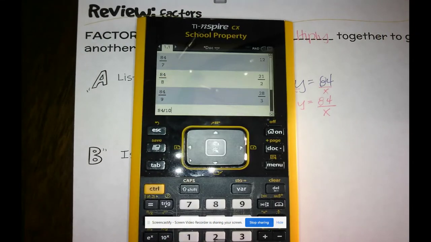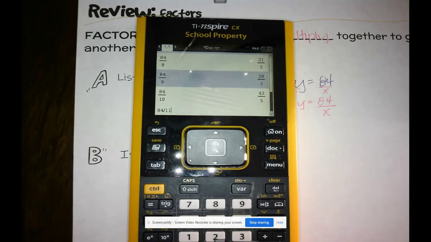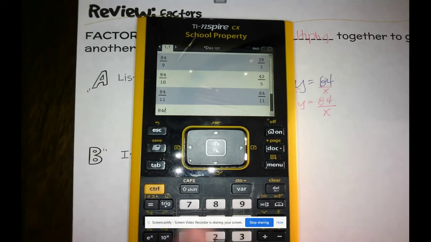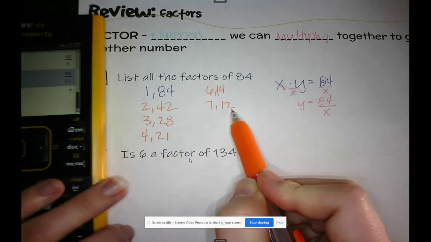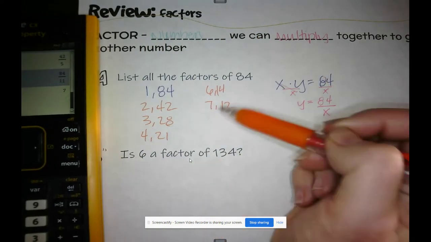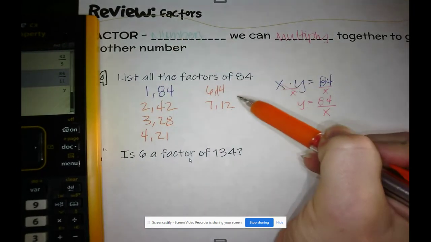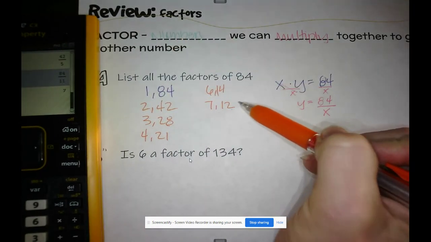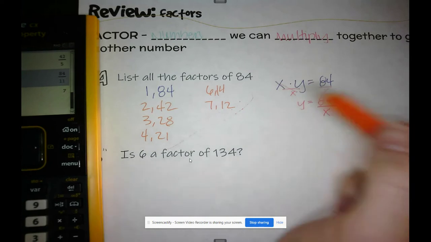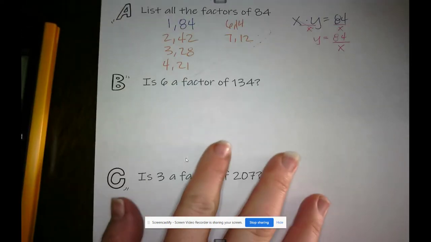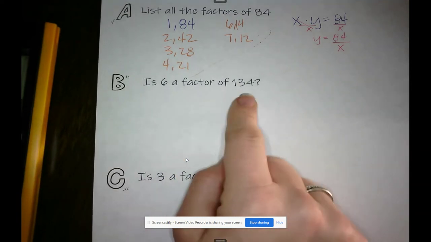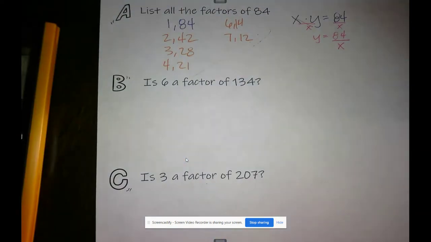84 divided by 10. Nope. 84 divided by 11. Nope. 84 divided by 12 gives me 7. We already have that written down. That means that since we're back to our last factor we wrote down, these are all of the factors of 84.